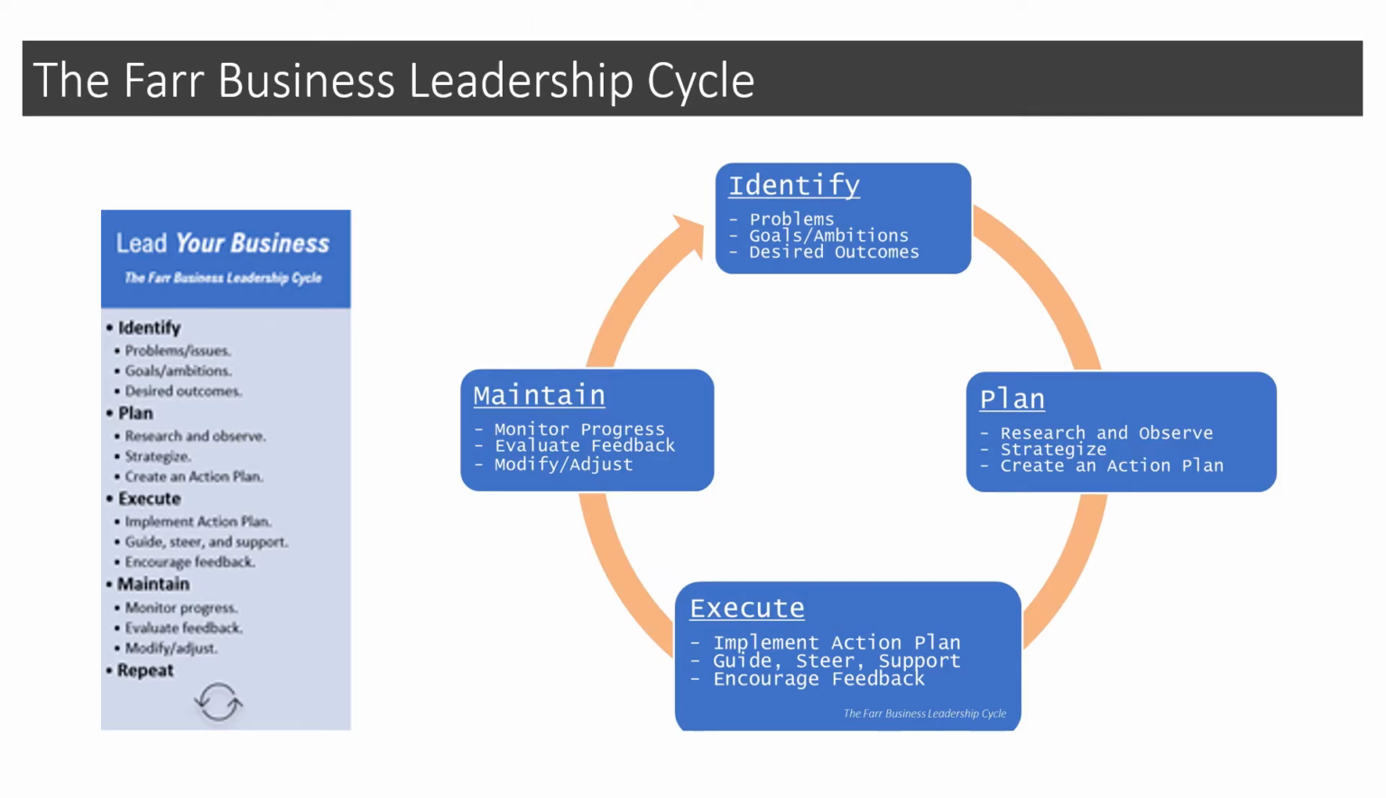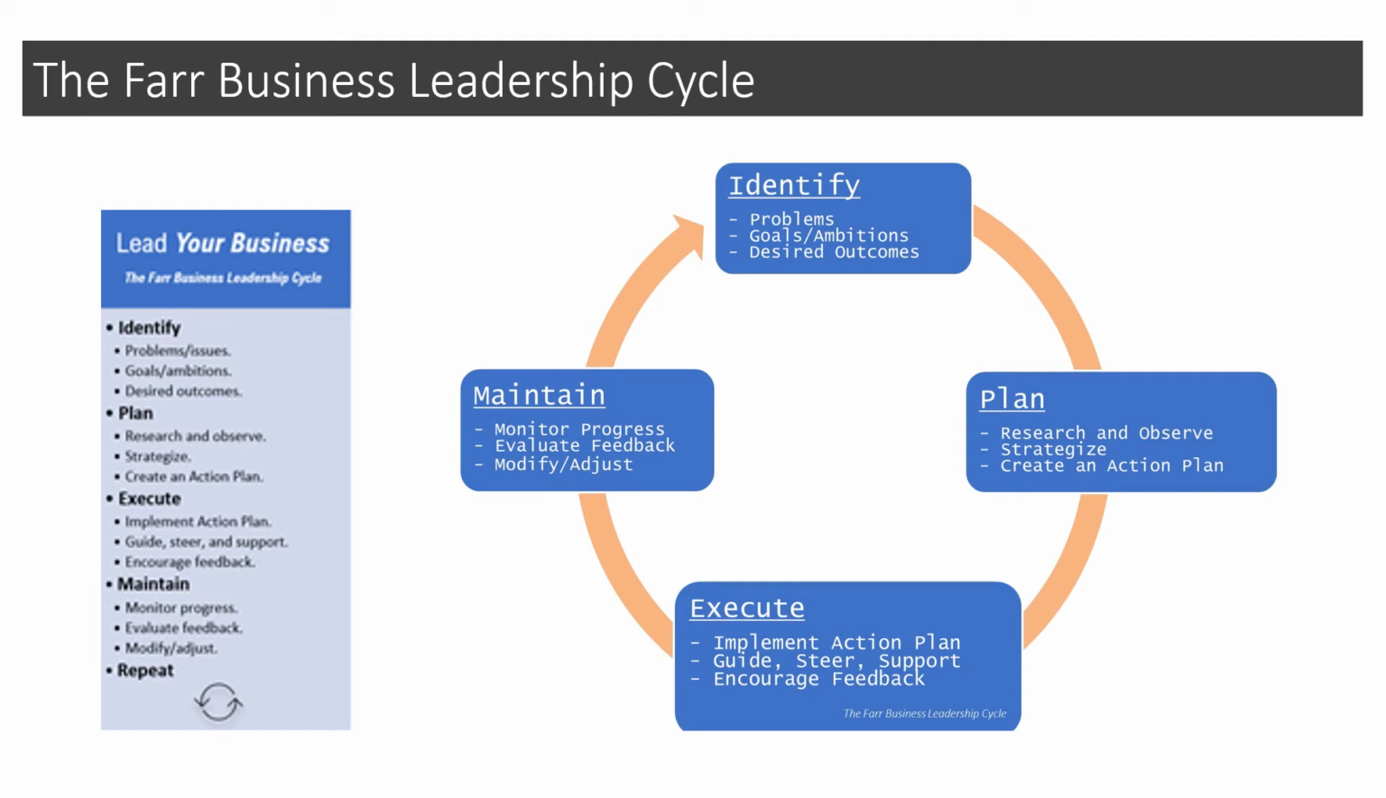And lastly, once you're able to effectively lead yourself and your people, then you can effectively lead your business. This is where I drafted the FAR, which is my last name, business leadership cycle. First, you identify the problem, or your goals and ambitions. I said earlier I wanted to be like these big franchise leaders. Then you plan: research, observe, and strategize. Pull together your thinkers. If you're a bigger company, pull together your board; in a smaller company, your business partner. Strategize and create an action plan.